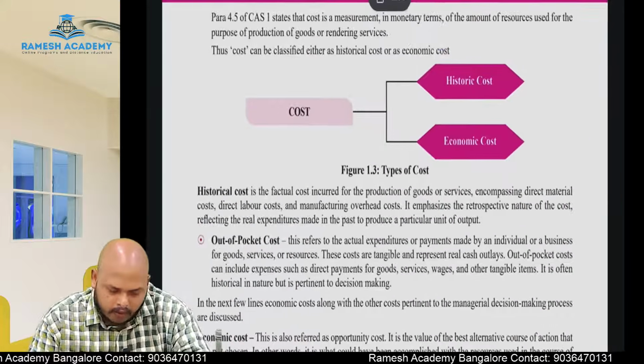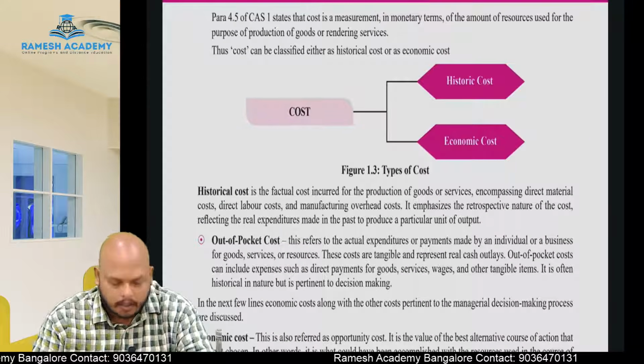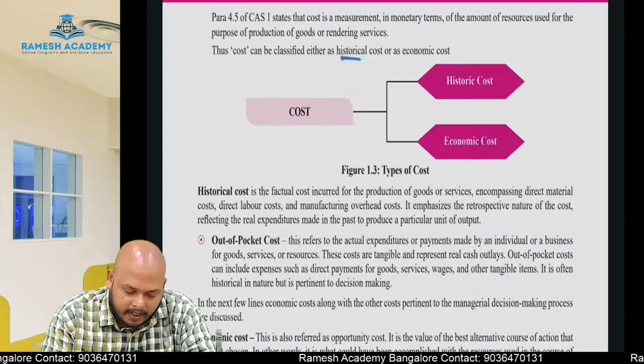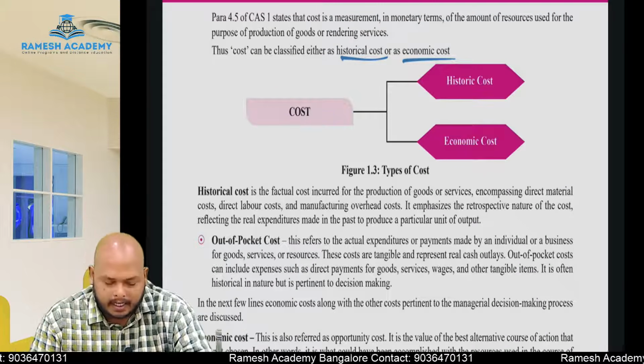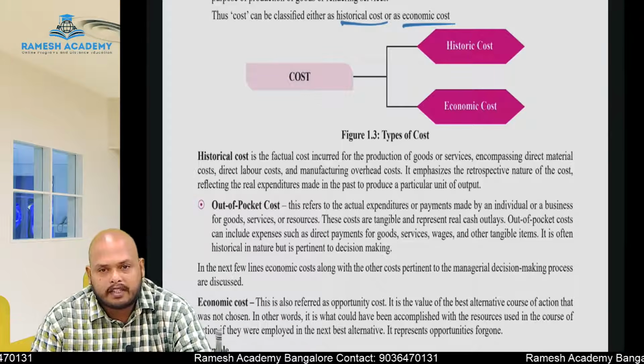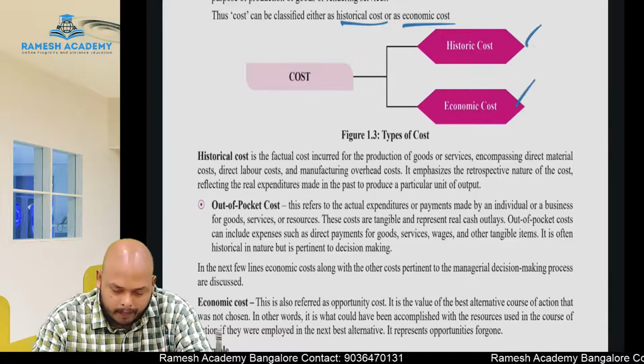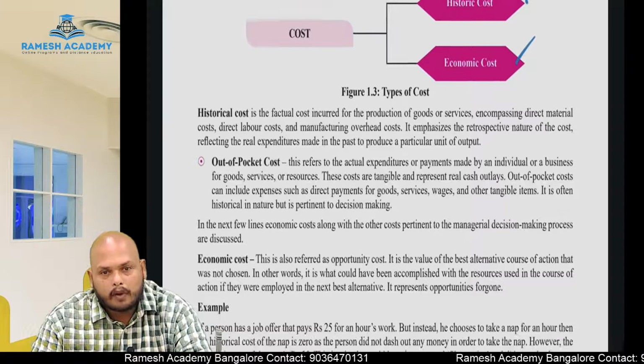Next, you can see here the cost. This cost can be classified either as a historical cost or economic cost. Here he has classified that cost into 2 types. One is historical, one is economical. So what do you mean by historical and what do you mean by economical?